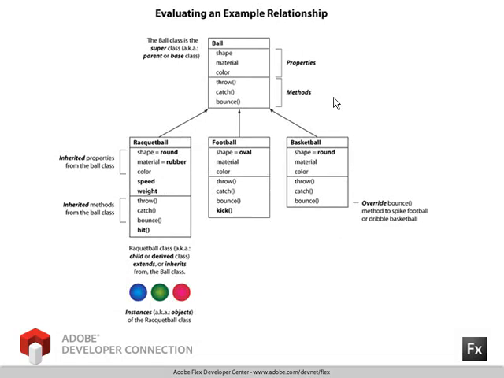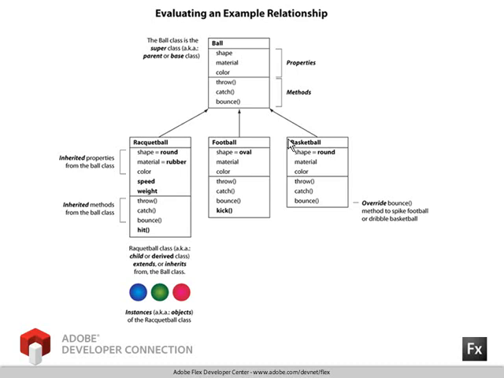Let me quickly review some of the OOP terminology and concepts that you have learned in this video. The ball class contains information and behaviors known as properties and methods, which are inherited by the racquetball, football, and basketball classes. Therefore, the ball class is commonly referred to as the super, parent, or base class. The three classes that are derived from the ball class are known as child or derived classes and are said to extend or inherit from the parent class.